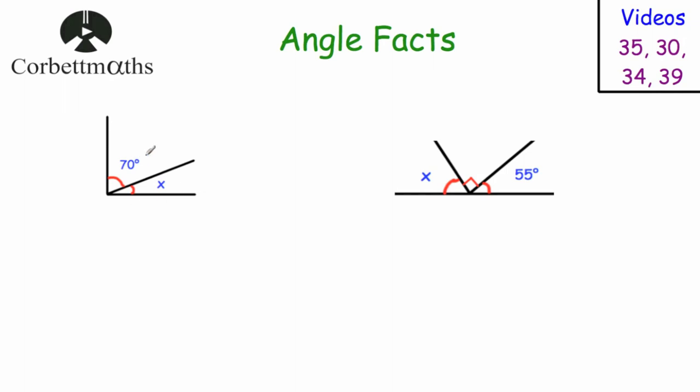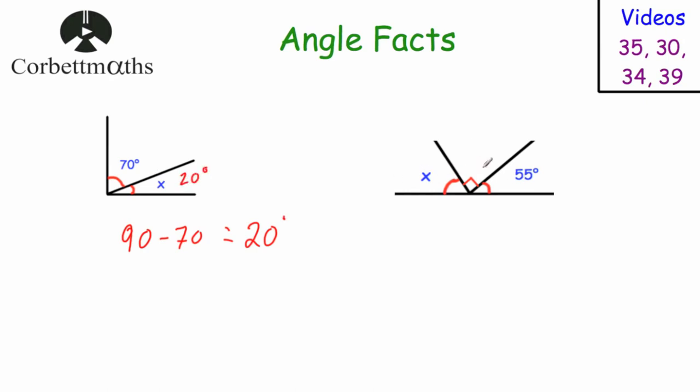So here we've got a right angle, and that means that these two angles will add up to 90 degrees. So if we know that one of them is 70 degrees, we can take that away from 90 to see what's left for the other angle. So if we do 90 subtract 70, that's equal to 20. So that means that this angle X would be 20 degrees.